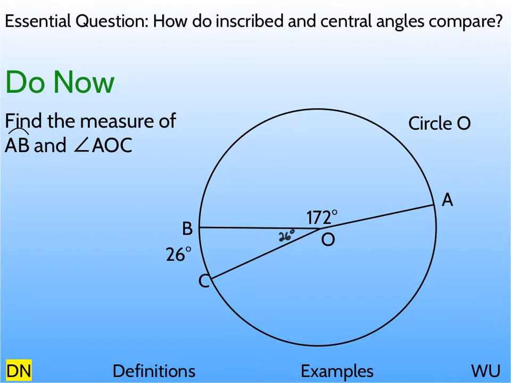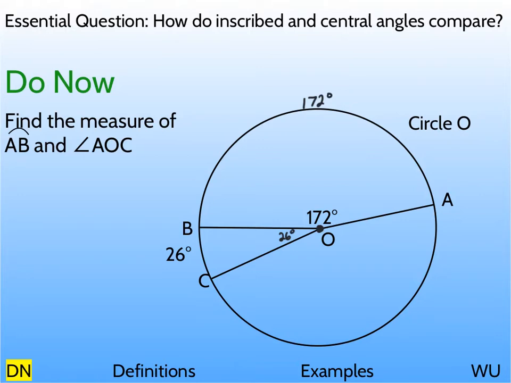Alright, let's start with the easy one, arc AB. Since angle AOB is 172 degrees, arc AB is 172 degrees. And the key to that is that the vertex of the angle is the center of the circle.